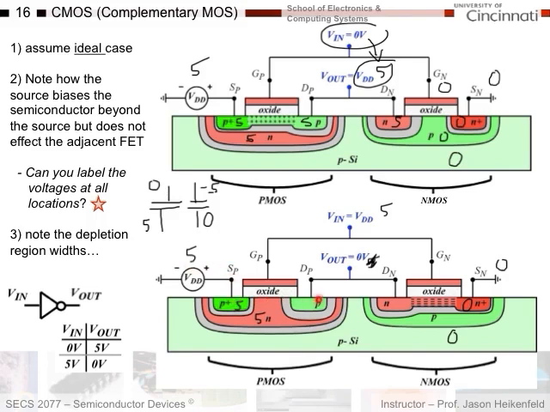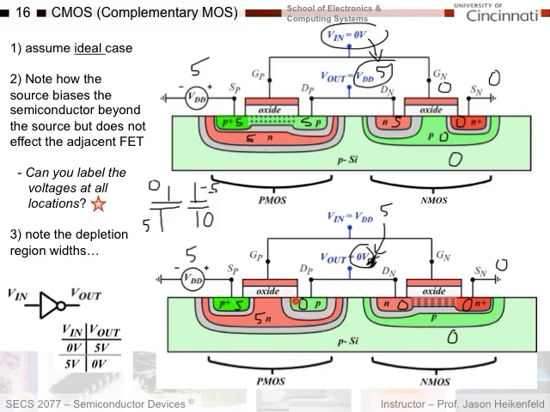Let's look at the other side. If I've got 5 volts here and 0 volts down here, positive voltage on this side, positive charge, means negative charge has to show up on the other side. I get my n-type channel. The 0 volts makes it to the output. So I can label this here as 0 volts. I've got my 0 volts at the output. I've got my inverter. I get 0 volts here.